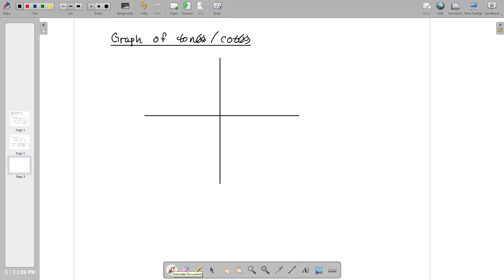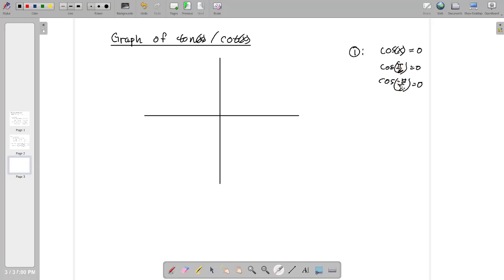So we have our axes. The first thing I want to look at is for what values tangent will have a vertical asymptote. If you remember, this is when cosine of x is equal to 0. So what values of x make cosine equal to 0? Well, if you recall, cosine of pi over 2 is 0, and cosine of negative pi over 2 is 0. So we'll have a vertical asymptote at x equals pi over 2 and x equals negative pi over 2.